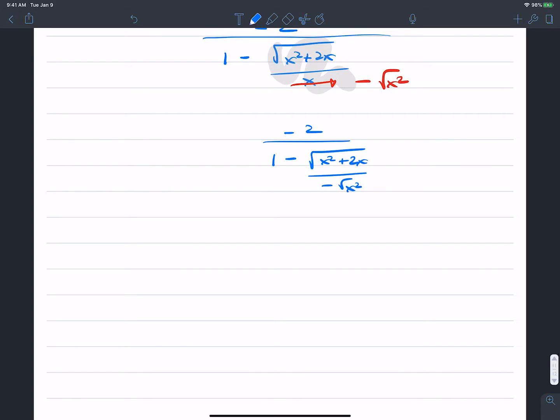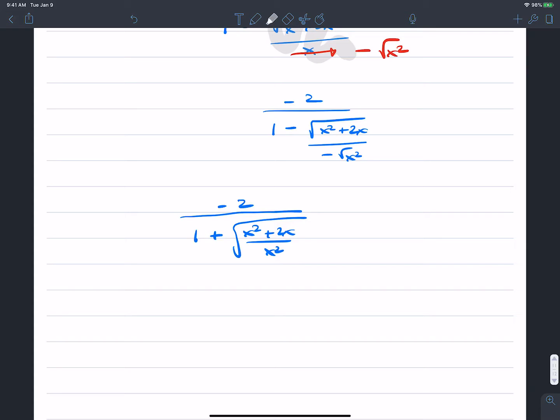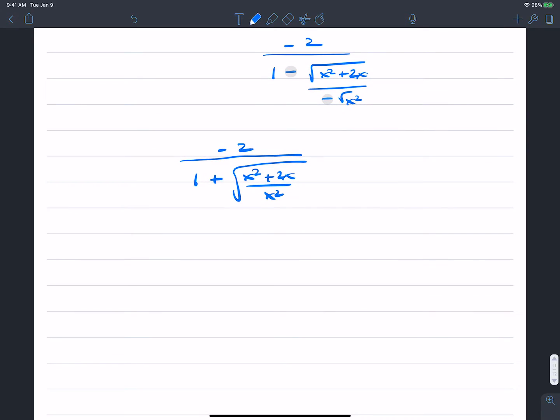So algebraically, we get what? -2 over 1 plus square root of what? X squared plus 2x. And let's put this under a big radical because that's what's happening here. Okay, these two signs right here and here, negative and negative, makes that now a positive. And the square root of a quotient is the quotient of square roots. I can now proceed with my algebra here.